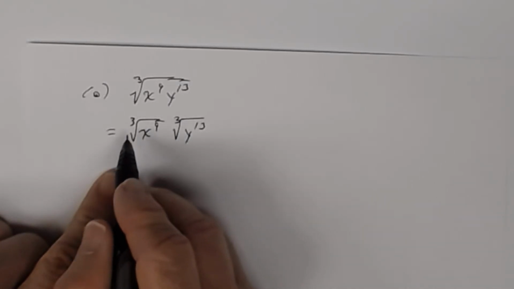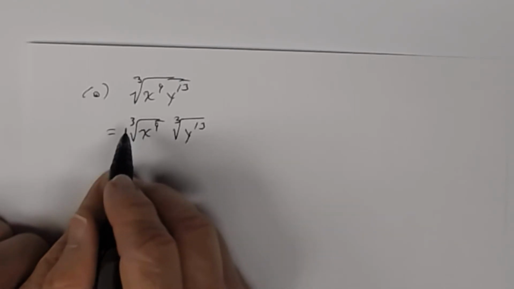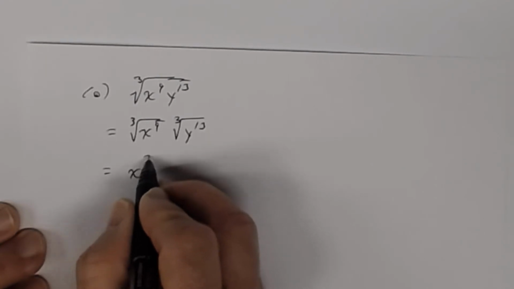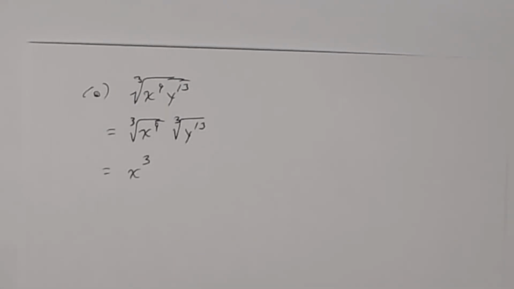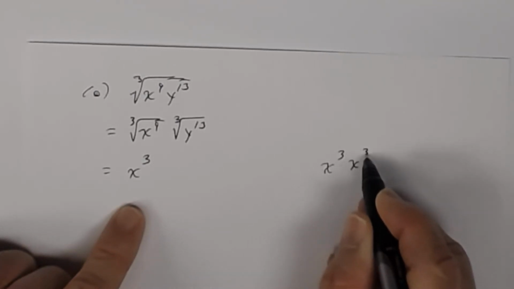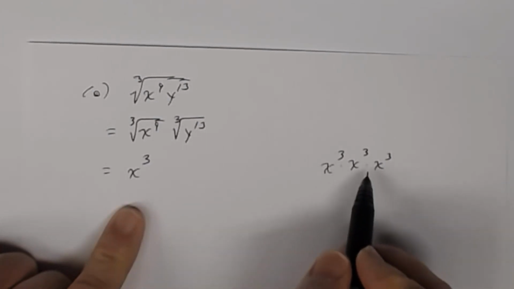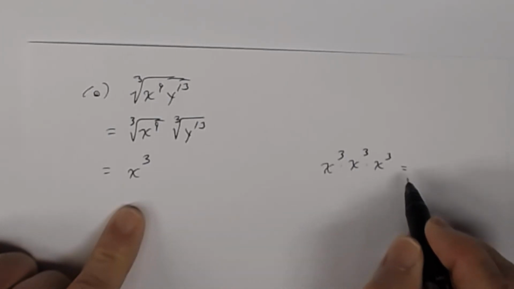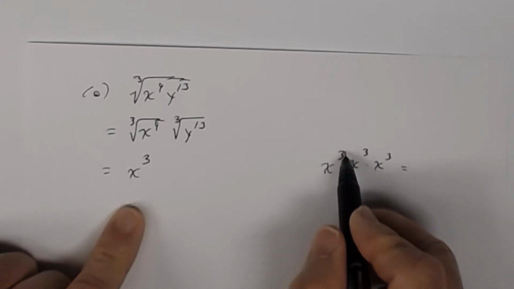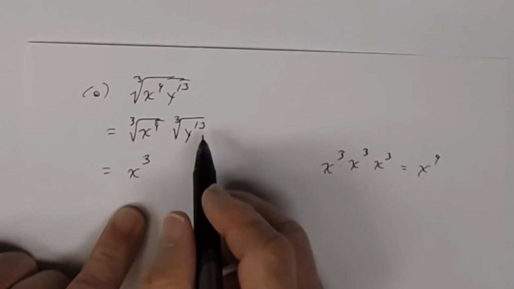Now let's simplify this. This one's the easy one, isn't it? Because 9 is divisible by 3. So 9 divided by 3 is 3, and this becomes x cubed. Make sure you understand why that's true. It's important, because x cubed times itself 3 times, because the index is 3, so 1, 2, 3, is 9. When you multiply like bases, you add exponents. 3 plus 3 plus 3 is 9, so you get x to the 9th.